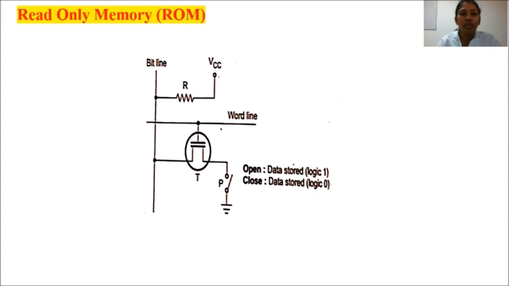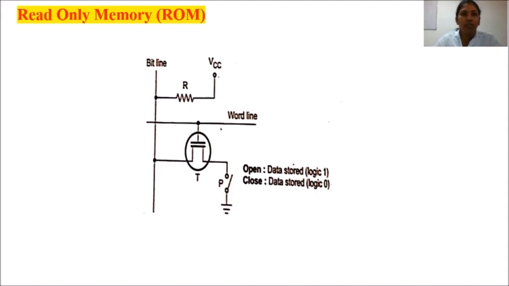A logic 0 is read if the transistor is connected to the ground through switch P. If switch P is open, a logic value 1 is read, and the bit line is connected through a resistor to the power supply. So a sensing circuit at the end of the bit line generates the proper output. The data is stored inside the ROM circuit.